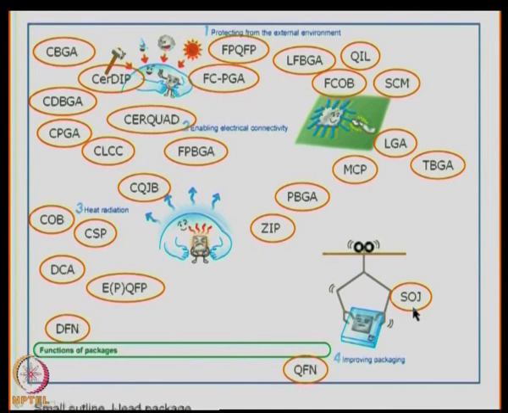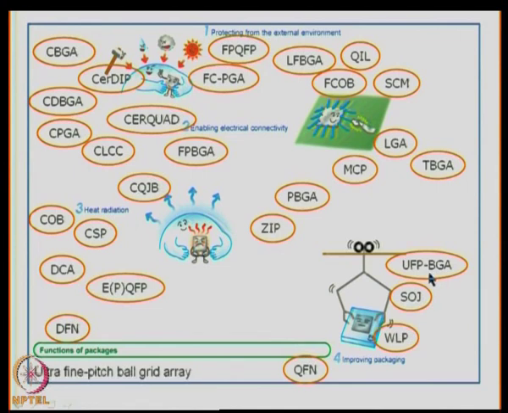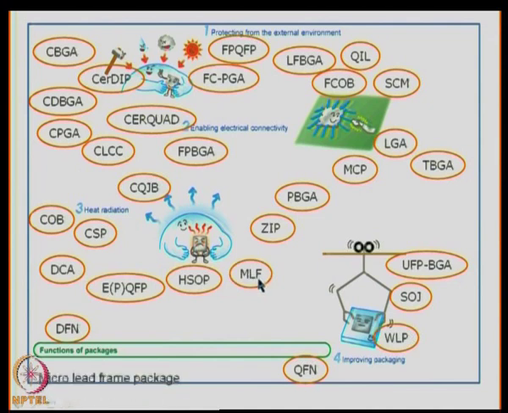SOJ stands for small outline J leaded package. WLP stands for wafer level package. UFPBGA is ultra fine pitch ball grid array. HSOP stands for heat sinked small outline package. That means, it is a SOP which contains a material that is used for heat sinking purpose. MLF stands for micro lead frame package. FCCSP is flip chip, chip size package or chip scale package.